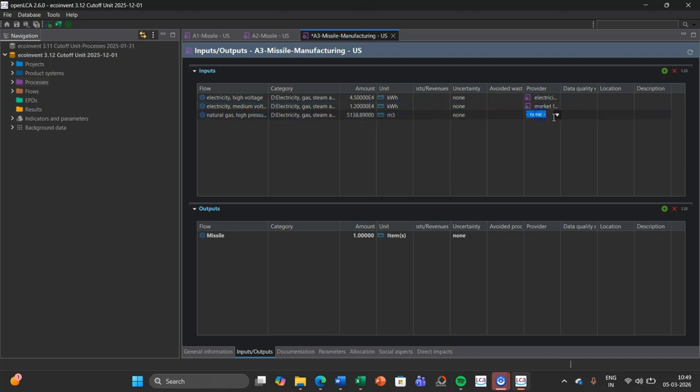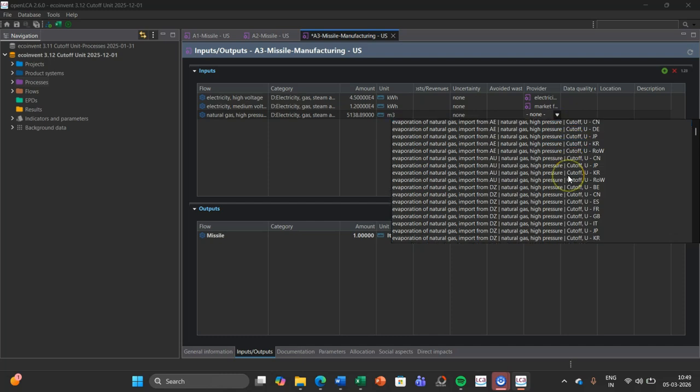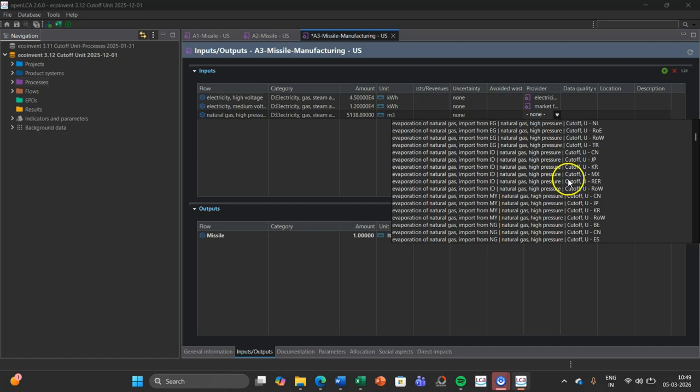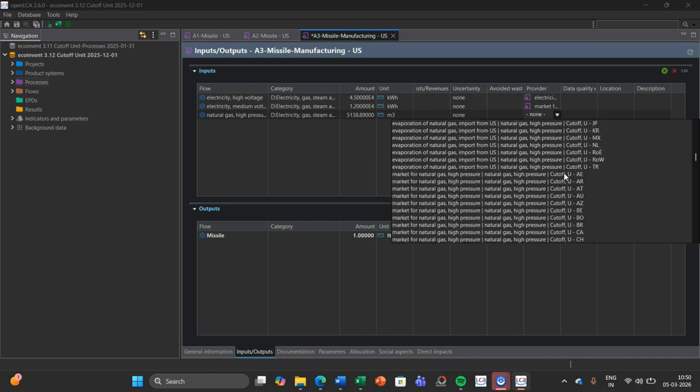Meter cube. Okay. In case of the data, whether we have it for US, I think lots of data are there for natural gas. Definitely there should be for US, I think.